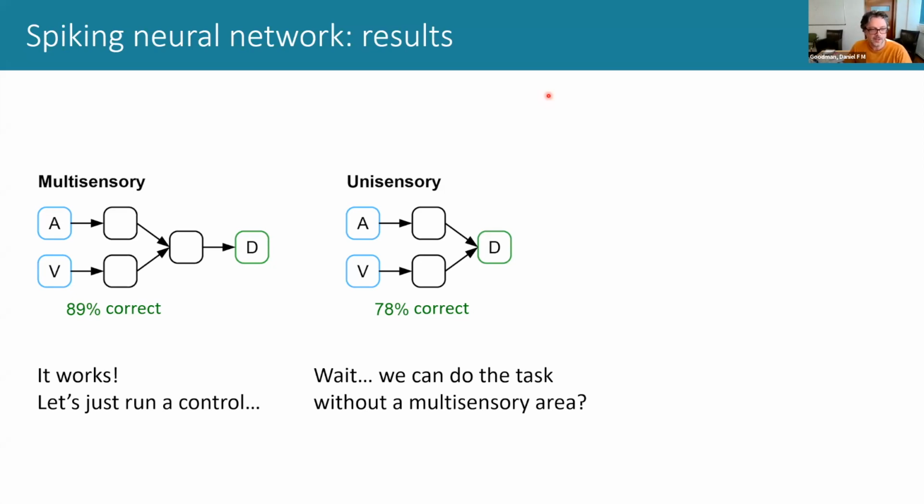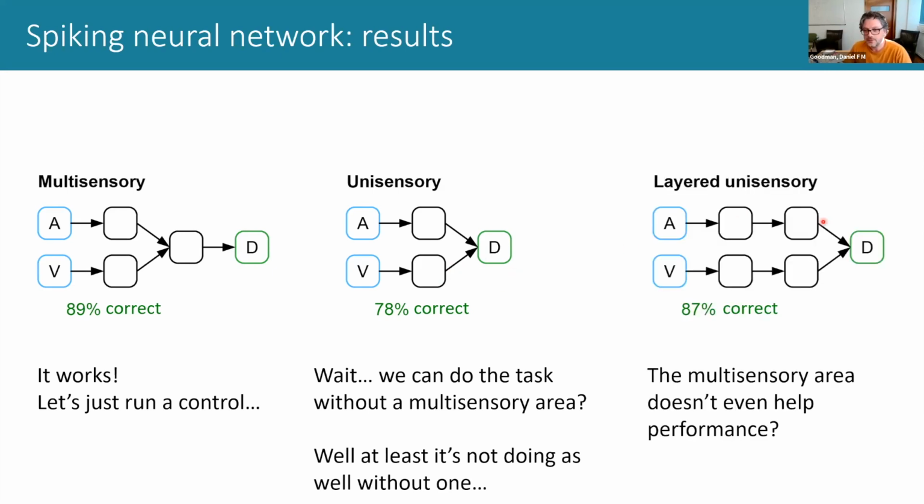But at least we thought, well, it is doing worse than without a multisensory area. But then, hang on, this has fewer neurons than this. So let's add one extra layer to this unisensory pathway and see if that at least stays low. But unfortunately not. If you add in an extra layer here, the performance goes back to what it was without multisensory. So basically, the multisensory area isn't helping you at all in this task.